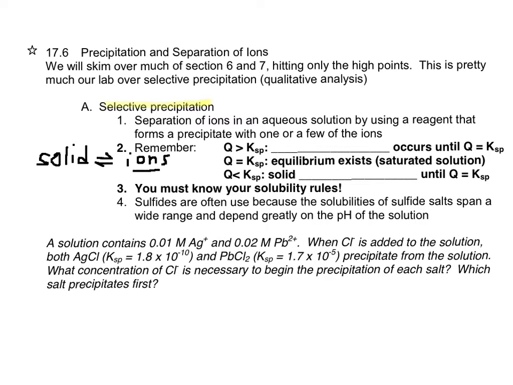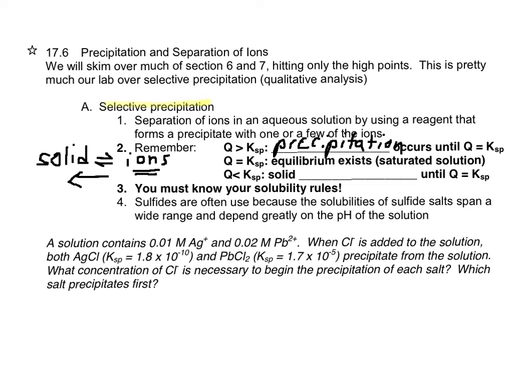to find Q. And if Q is a lot larger than the value for KSP, that means you have a lot more ions than you're supposed to. Our equilibrium is going to shift over to the left, and that means we're forming a lot more solid. That means we're going to have precipitation occurring. If Q is equal to KSP, the equilibrium already exists, so you have a saturated solution. It's not going one way or the other.